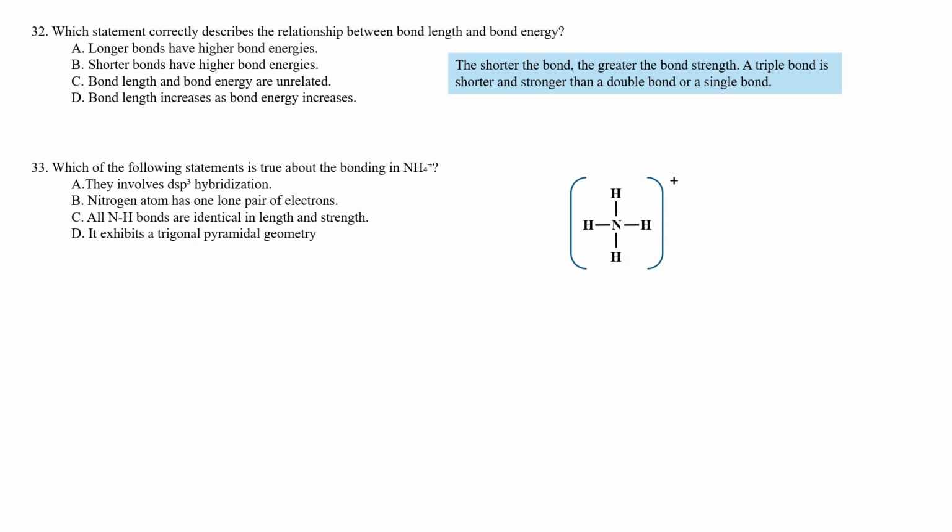Let's see what is the answer. They involve dsp3 hybridization. The first answer, it is incorrect. Second one, nitrogen atom has one lone pair. No, the one lone pair is already used to make the new NH bond. All NH bonds are identical in length and strength. Last one, it exhibits trigonal pyramidal geometry. This exhibits tetrahedral geometry. Among these given choices, the best choice is all NH bonds are identical in length and strength.